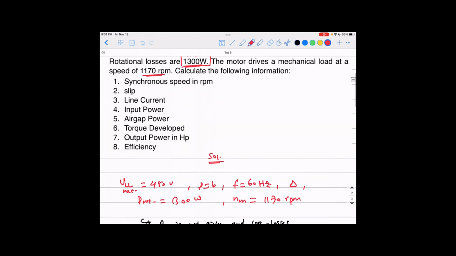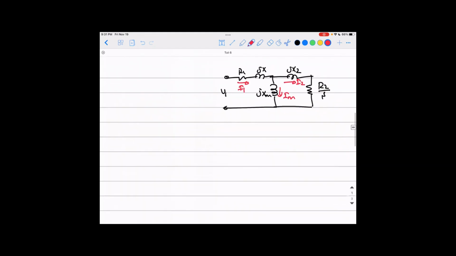And now let's go and find out what he wants you to find. Number one, calculate the synchronous speed in RPM. So number one, the synchronous speed, NS, which equals 120 F over P. So 120, the frequency is 60, and the number of poles is 6. So it is 1200 RPMs. And that is your first demand here.